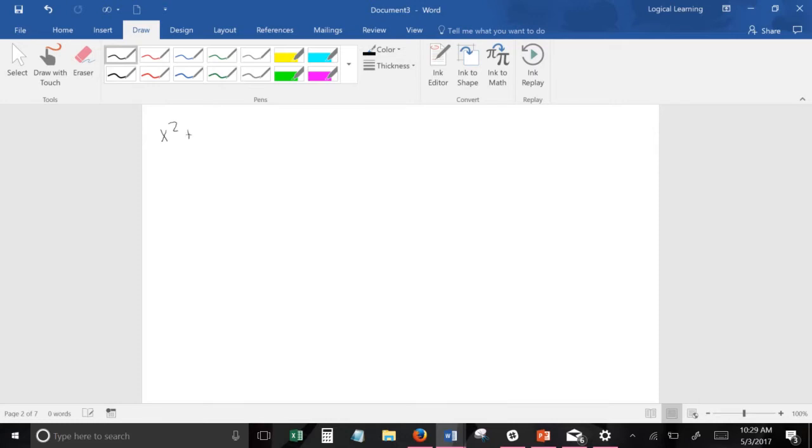x squared plus 8x plus 12 is equal to 0. So here our a is just 1, and there's nothing in front of the x. That's the same as 1 times x squared. Our b is 8, and our c is 12. So we're going to use negative b plus or minus the square root of b squared minus 4ac all over 2a to solve this.